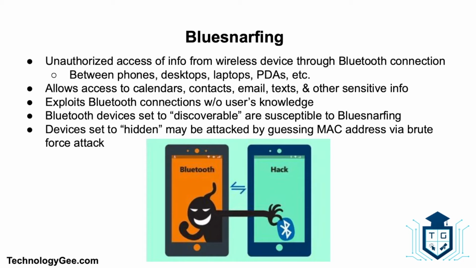Any device with its Bluetooth connection turned on and set to discoverable may be susceptible to bluesnarfing if there is a vulnerability in the vendor software. By turning off this feature, the potential victim can be safer from the possibility of being bluesnarfed, although a device that is set to hidden may be bluesnarfable by guessing the device's MAC address via a brute force attack.